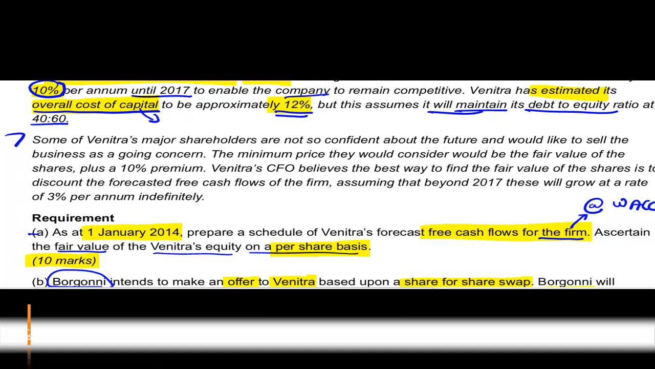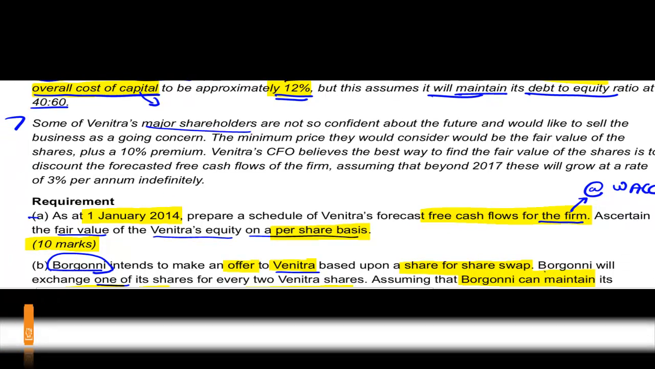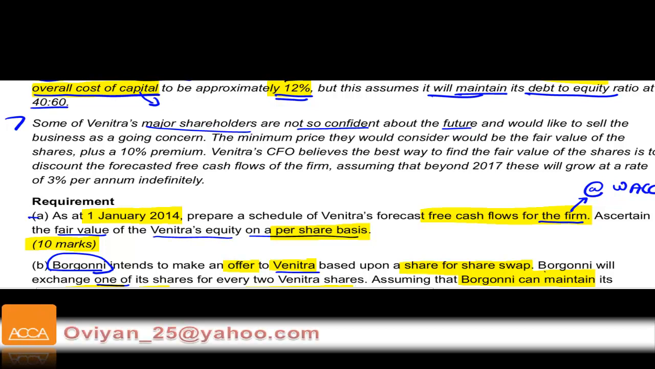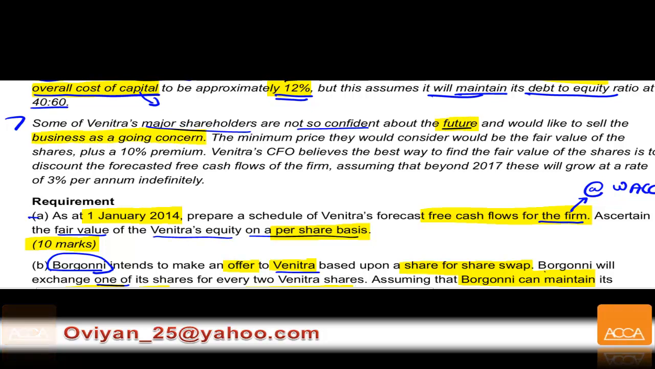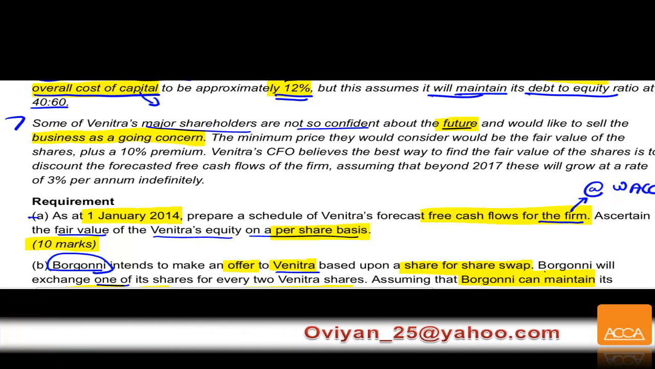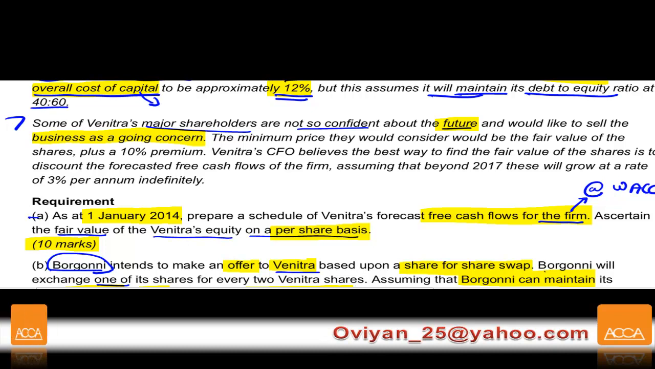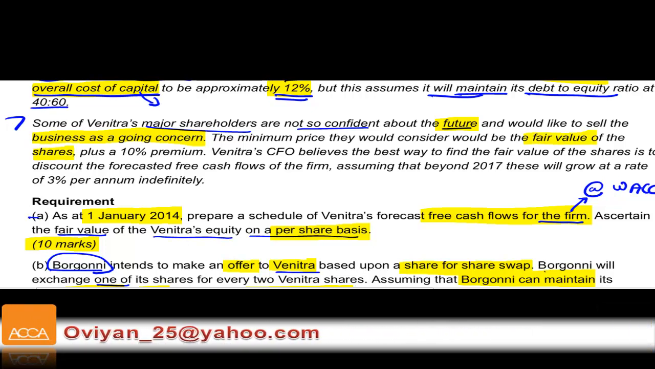Now some of Venitra's major shareholders are not so confident about the future. They're worried and would like to sell the business as a going concern. So they want to let go. They're not very happy with the future, so they want to sell when the business is still ongoing. The minimum price they would consider to be a fair value of these shares, the valuation of a share.